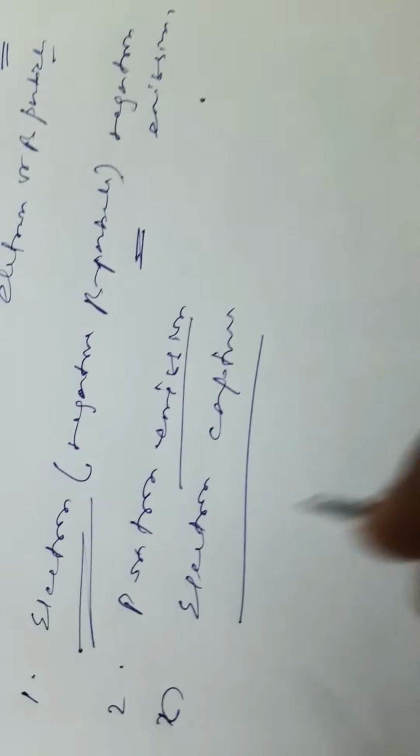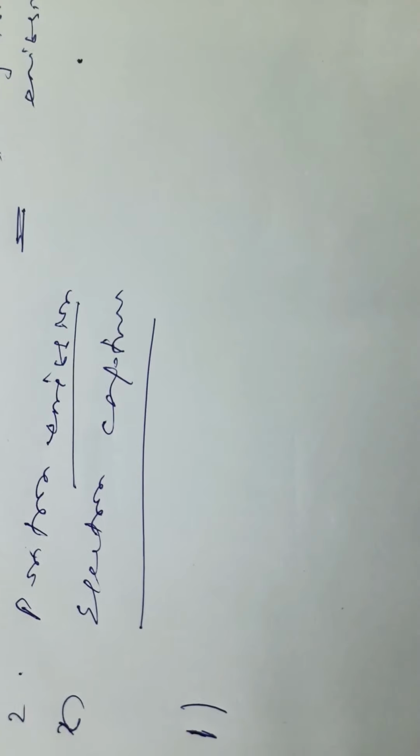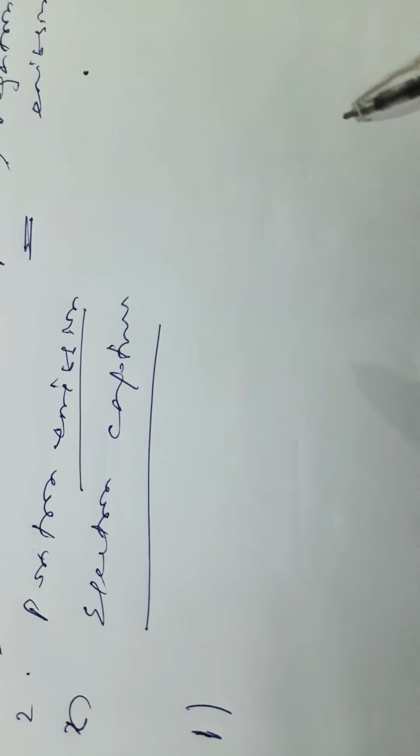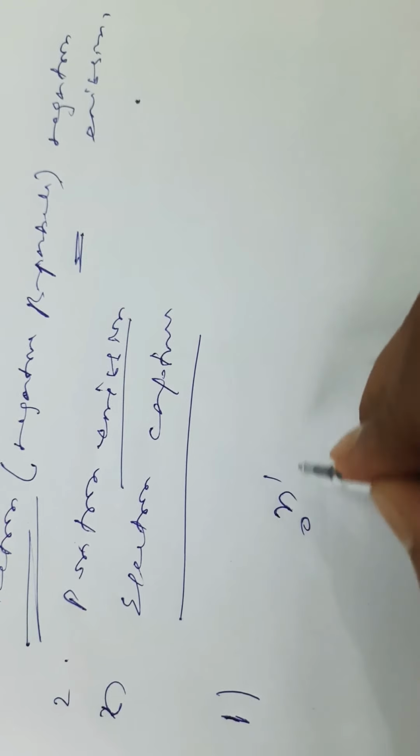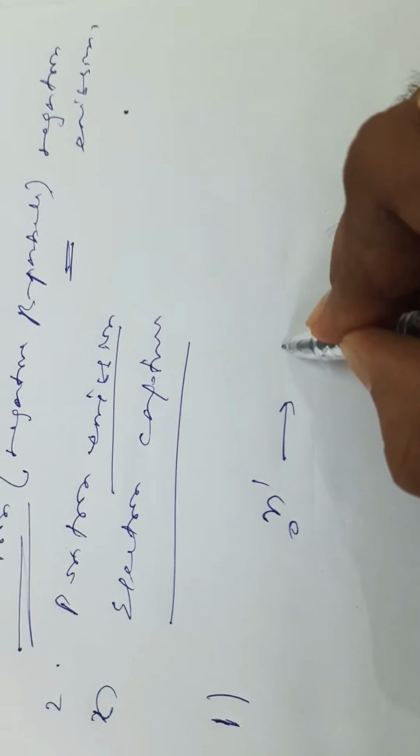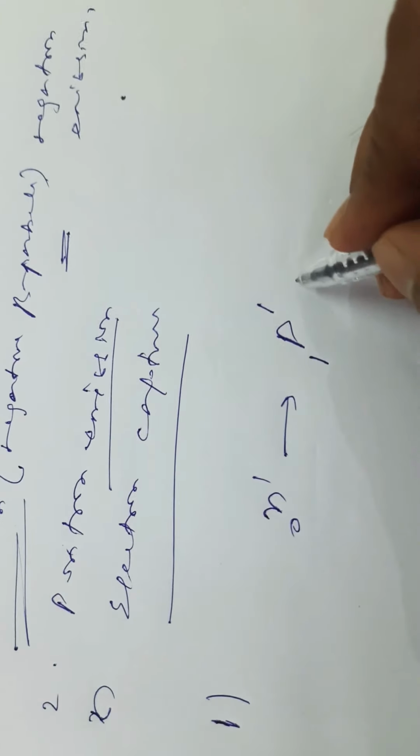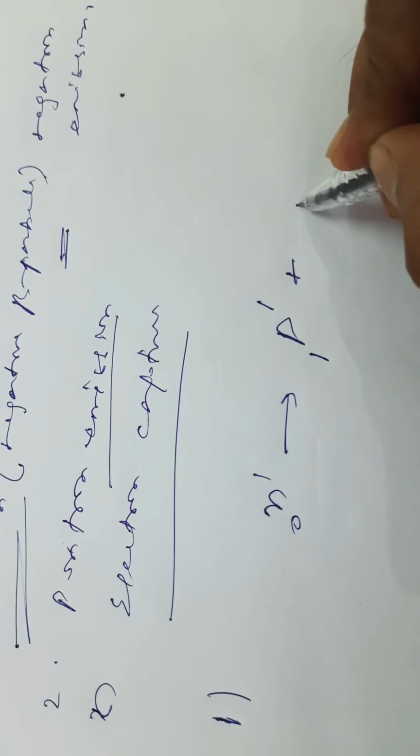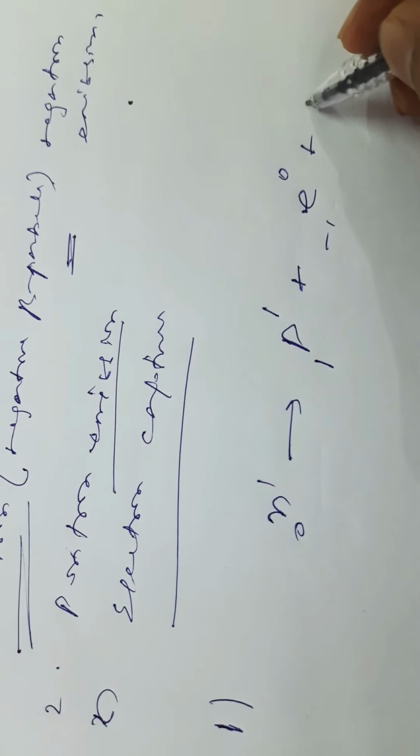Now, as far as electron emission is concerned, considering the first part, in the process of electron emission a neutron is converted into a proton. So we write the equation: a neutron is converted first into a proton, with the emission of an electron and an antineutrino.